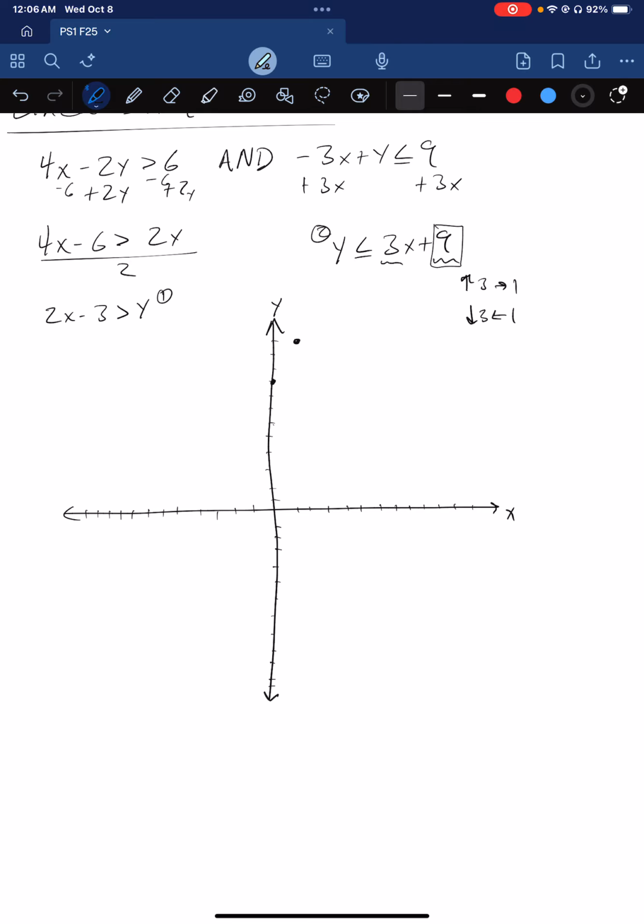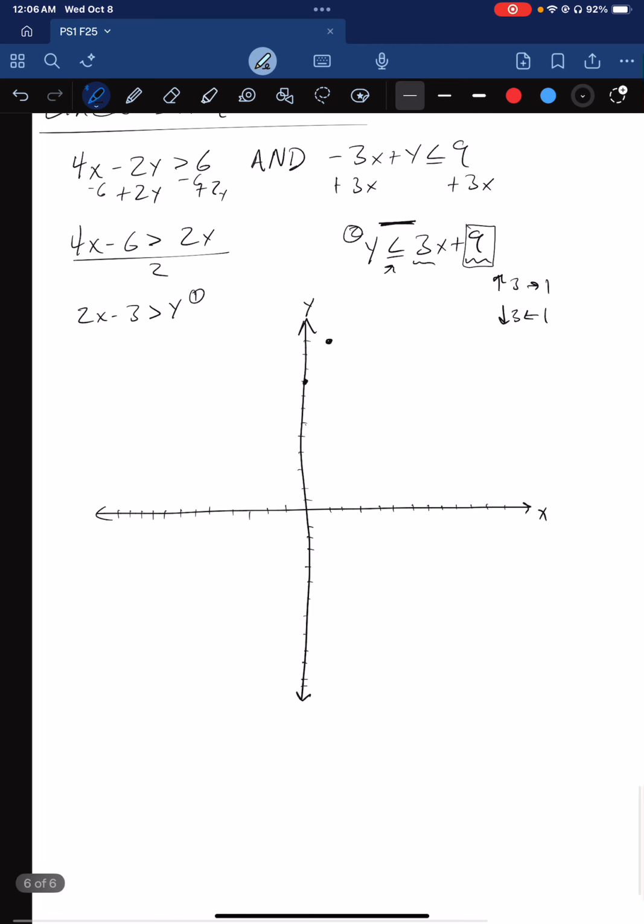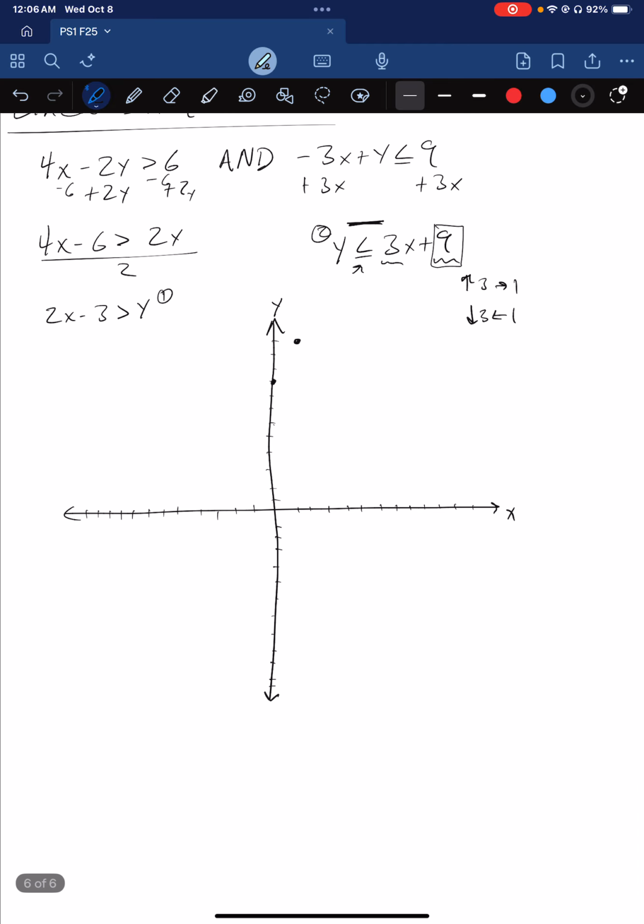There we go. All right, and let's see. This sign here tells us that we should have a solid line and not a dashed line. So let's do that. Okay. I'm going to wait to shade. No, you know what? I'll shade now. I can even put in some cool colors here. So let's see. y less than or equal to 3x plus 9.